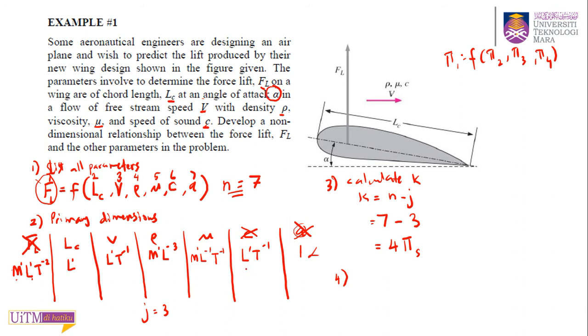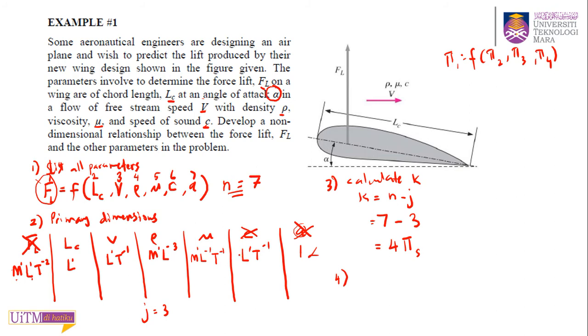Or you have dimensions that only differ by the exponent. Let's say the velocity and acceleration: velocity is L1 T^-1, and acceleration is L1 T^-2. The difference is only in the exponent, so you cannot choose both of them. Either you choose V or you choose A. So we cancel out A here, and we only have four left: L, V, rho and mu.